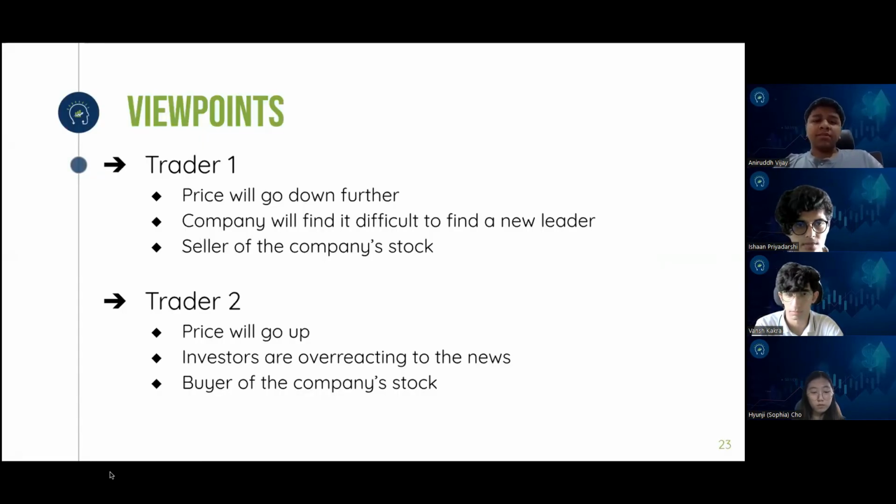So, trader 1 believes that the stock price is likely to go down further because the company will find it challenging to find a new CEO to replace the old one. And if trader 1 trades as per his point of view, he should be the seller of the company's stock rather than a buyer. But trader 2 has a different point of view. According to him, the stock price of the company has overreacted to the succession issue, and the company will soon find a great leader. So he feels that the stock price of the company will move upwards. Since he believes this, he believes that he should be a buyer of this company's stock because it will eventually rise and give him a more valuable portfolio.